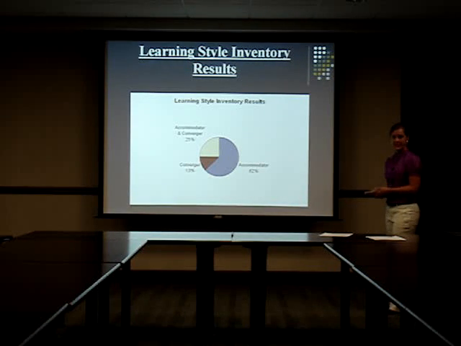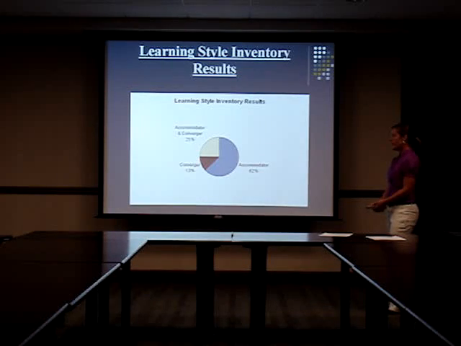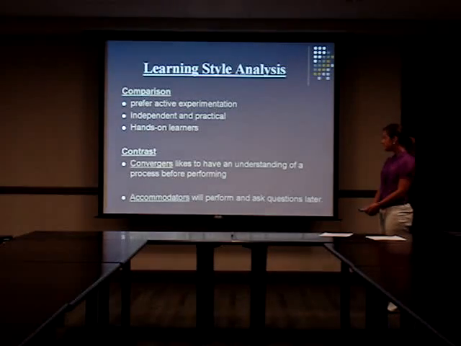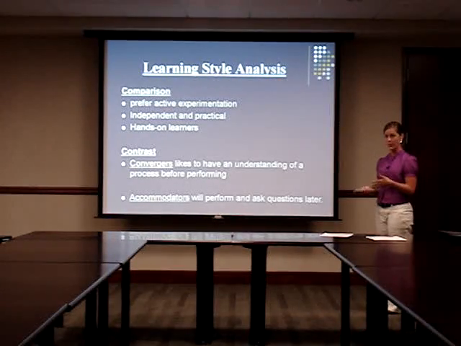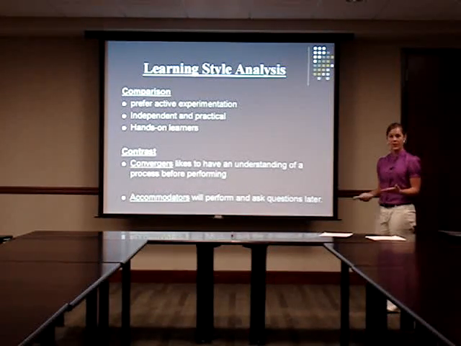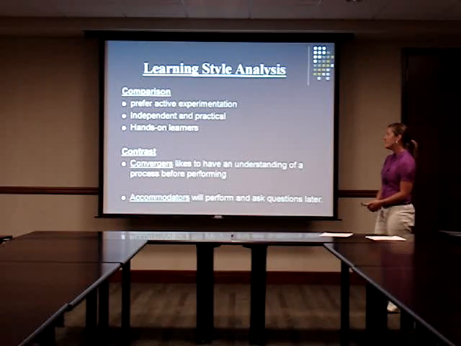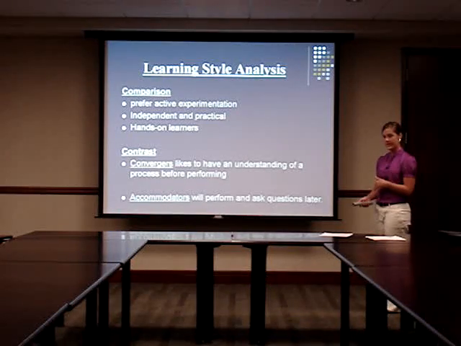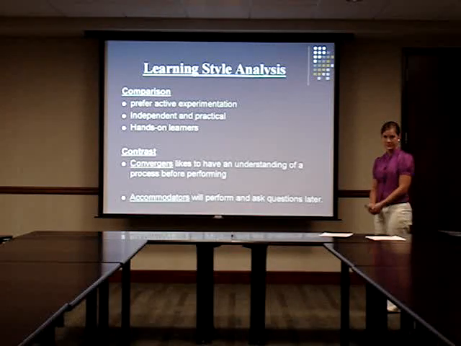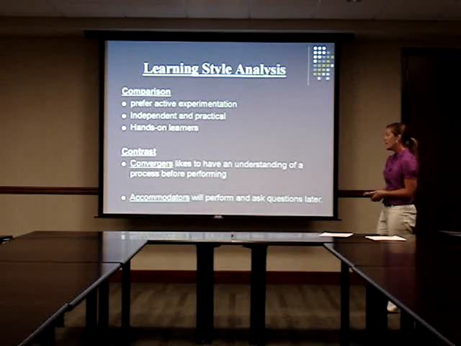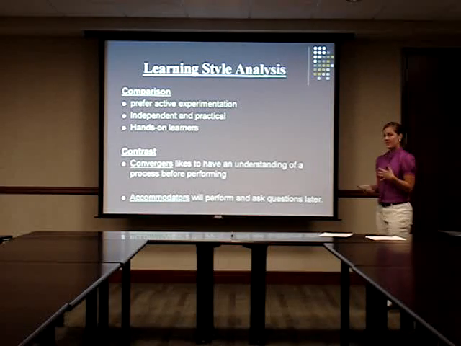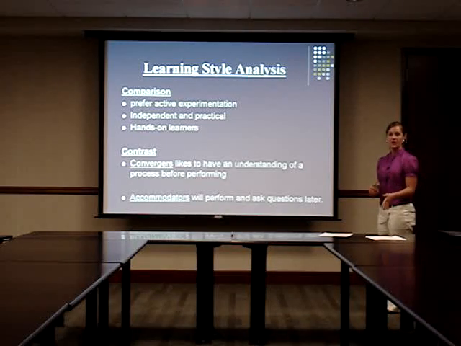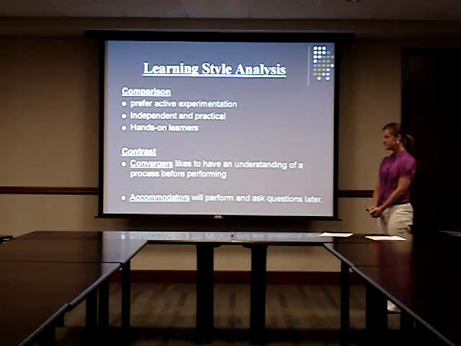We had 62% of the group that consisted of accommodators, 13% were convergers, and 25% were that of accommodators and convergers. So how do we compare these two different groups? Well, they both prefer active experimentation. They are independent and more practical thinkers, and they are your hands-on learners. So how do they differ? The convergers, they like to have an understanding of a process before they perform a task, where your accommodators, they'll perform a task and they'll ask questions later.